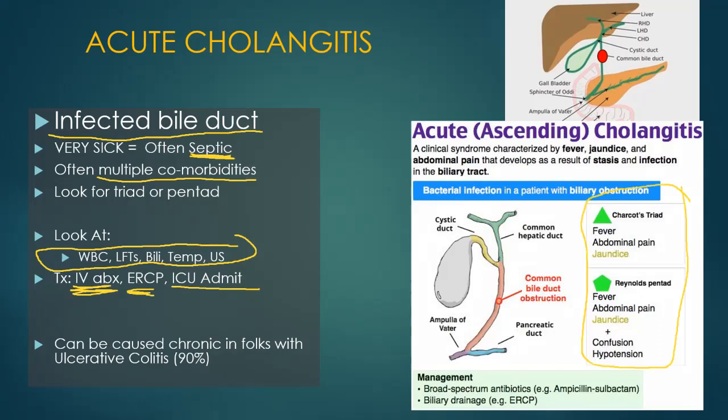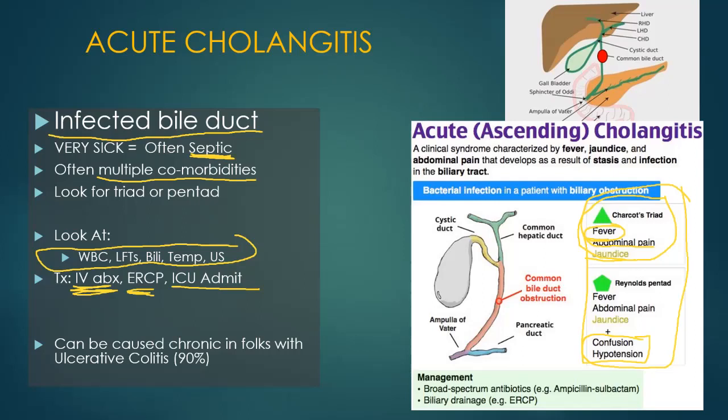Okay, so notice that we're going to have fever with right upper quadrant abdominal pain and jaundice. That triad is one of the few triads that we do actually see in medicine, so it's worth your memorization. And if you take that exact same triad and you add confusion and hypotension, which pretty much just makes it shocky with altered mental status, that becomes Reynolds' pentad, and that is really bad.